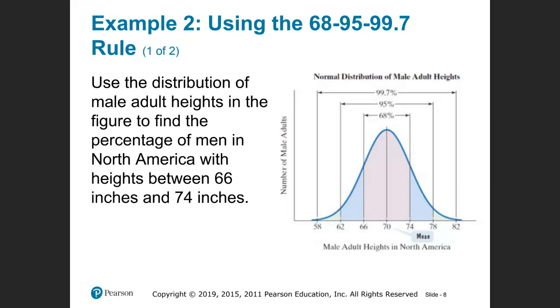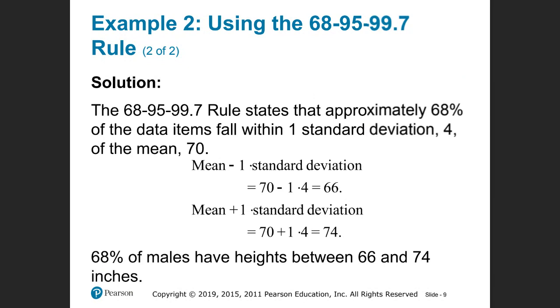Example 2, using the rule 68, 95, 99.7. Use the distribution of male adult heights in the figure to find the percentage of men in North America with heights between 66 inches and 74 inches. The rule states that approximately 68% of the data items fall within one standard deviation, 4, of the mean, 70.